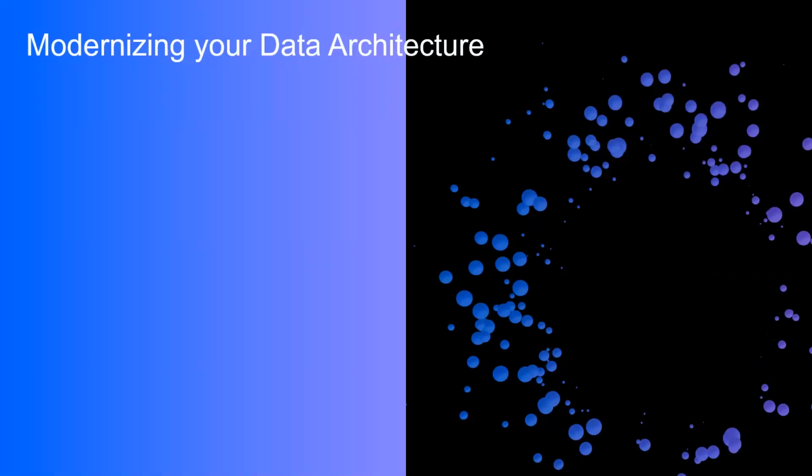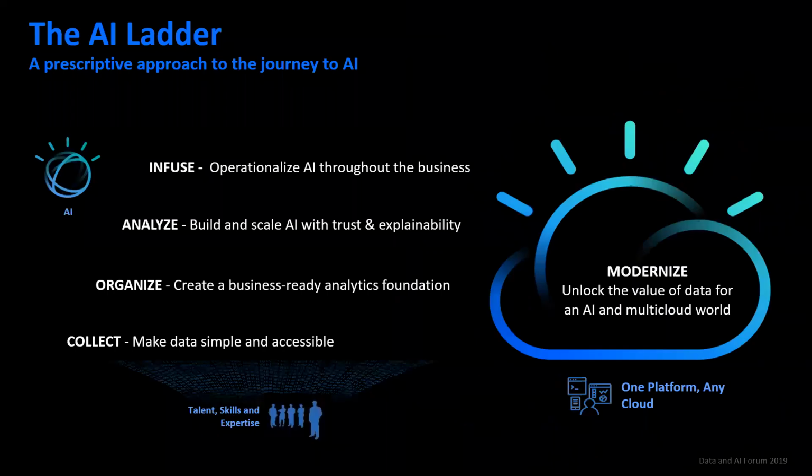Moving on. So modernizing your data architecture. The AI ladder is an important part of Cloud Pak because that's kind of what it does. You've got your 4 different steps: infuse operational AI throughout the business, you want to make sure the knowledge is there, analyze it, organize it, and then obviously be able to collect it. So these are the 4 big things.